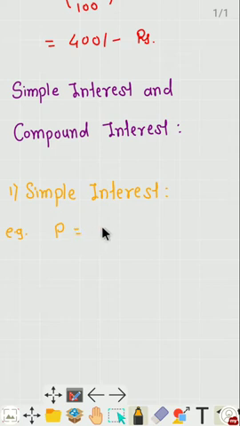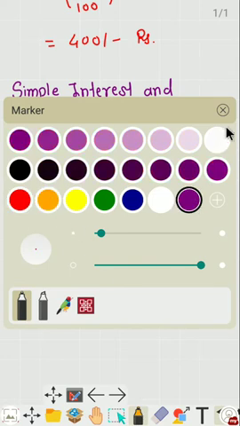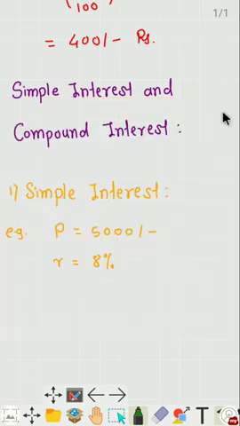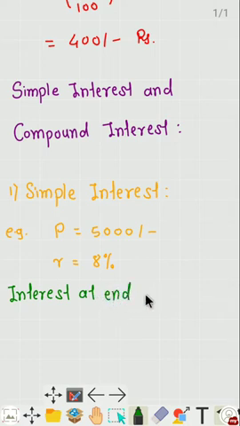If my principal is 5,000 rupees and the rate of interest, let us call it R, is, suppose, 8% per annum, then the interest at the end of 1 year, as we calculated above, is equal to 8% of 5,000 rupees.